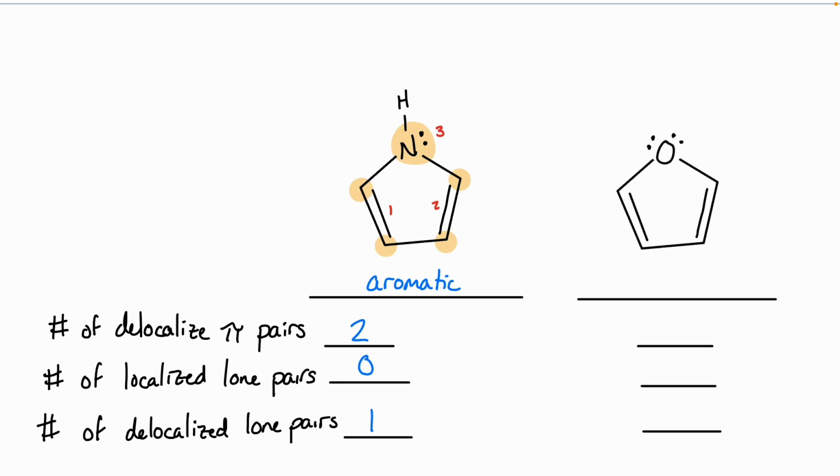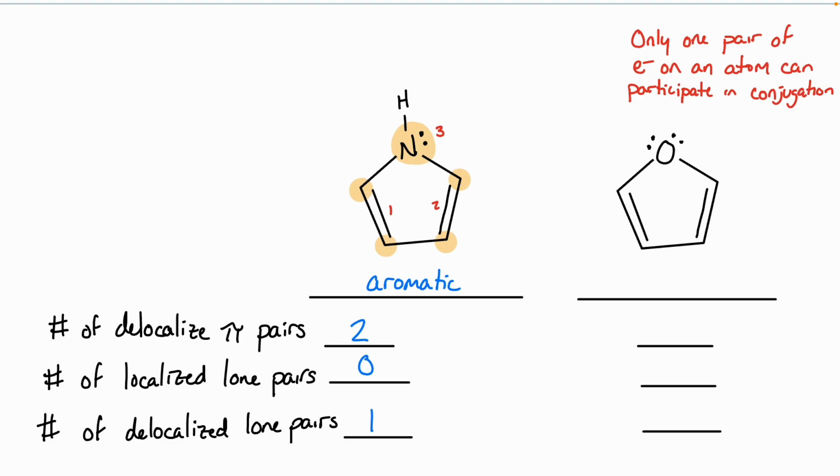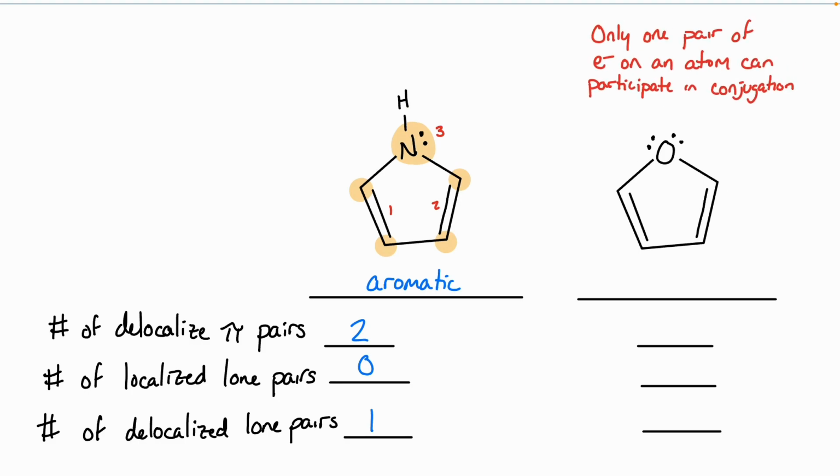Okay, so we can replace that nitrogen with an oxygen, and now that oxygen has 2 lone pairs. All right, but importantly, we're going to make a note here. Only 1 pair of electrons on an atom can participate in conjugation. Even though this oxygen has 2 pairs of electrons, I'm not even going to look at one of them. It can't be that both of them are participating in the ring.